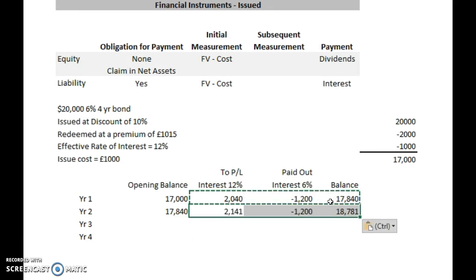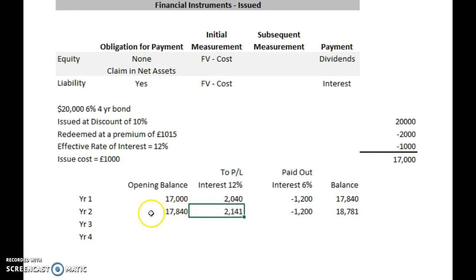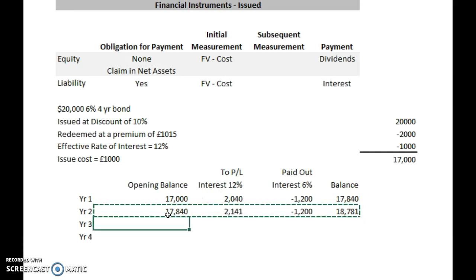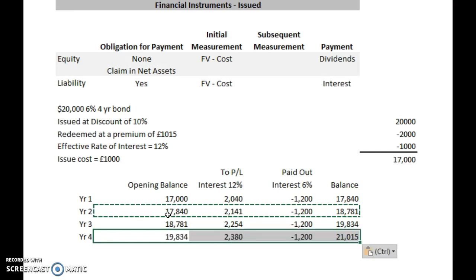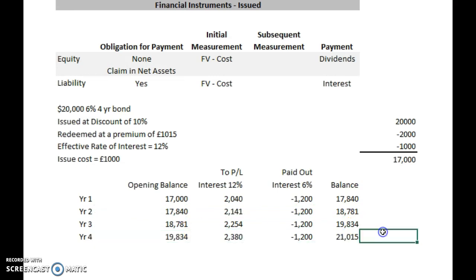So we can then quite easily just copy this down to do the second year. So that's the second year numbers. This has increased because the opening balance has increased. So we're paying back more, and this makes sense because the interest is increasing faster than we're paying it back, and it's accumulating. So we'll do the third year, and we'll do the fourth year. So that was quite easy.